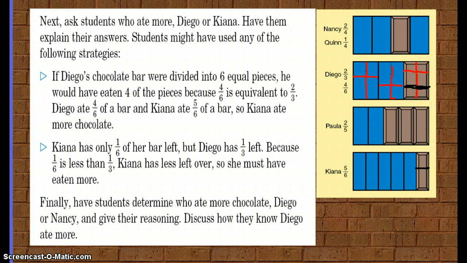Determine who ate more chocolate, Diego or Nancy. Try to give your reasoning. And then when you come up to my table, discuss how you know that Diego ate more.